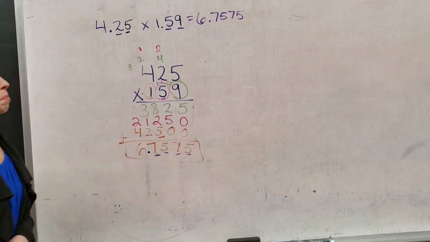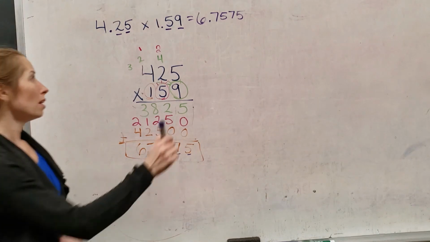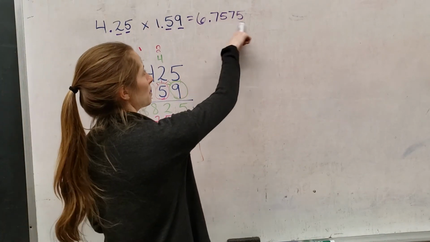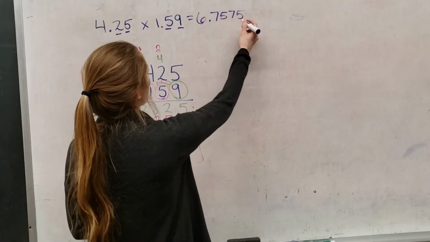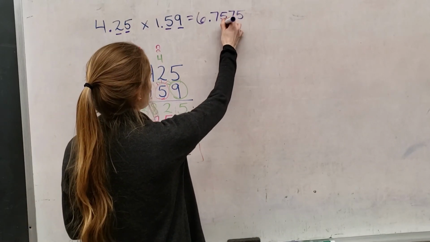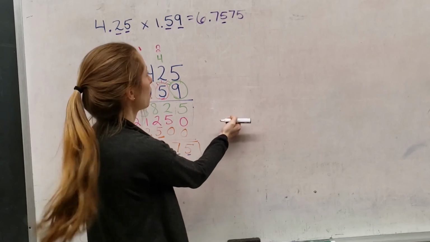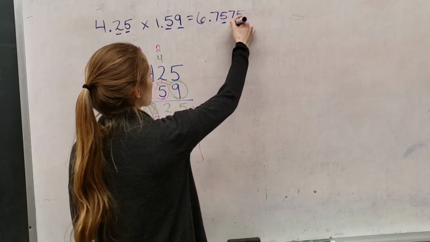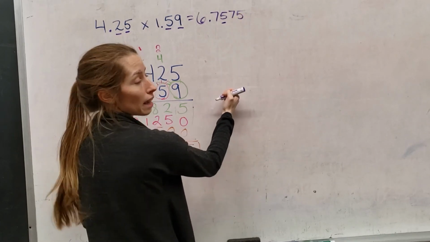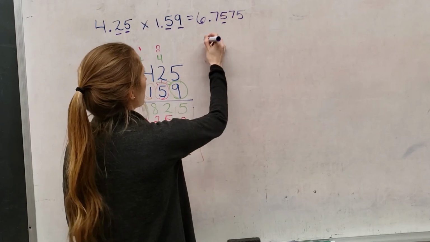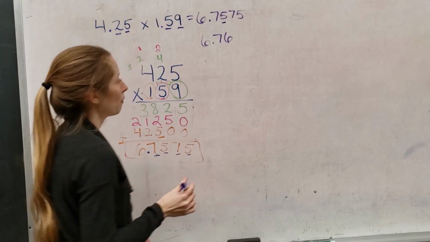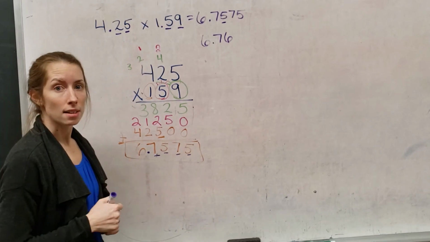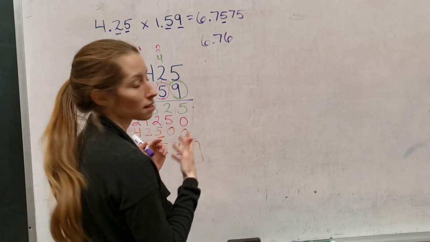Now, if we were dealing with money, remember that you can't have 75 cents. It doesn't make any sense, right? So we want to round. So I want to round to my nearest hundredth because when we're dealing with money, we only go to the hundredths place. So if my next number is 5 or higher, that means I round up. So that 5 becomes a 6. So that would be 6 and 76 hundredths, or $6.76.